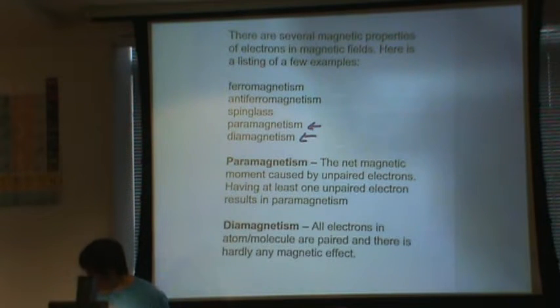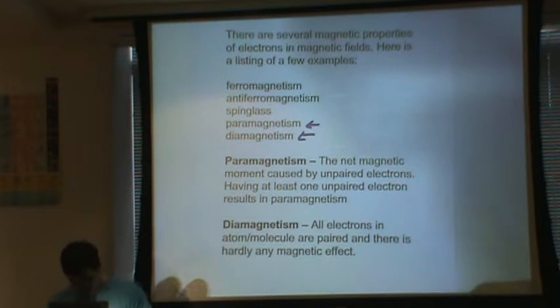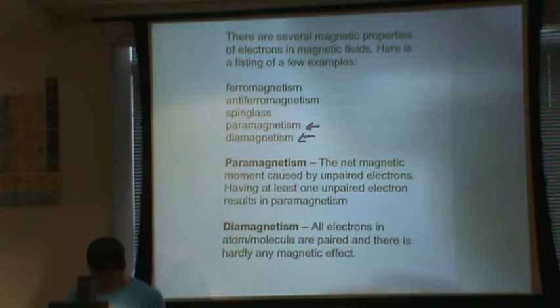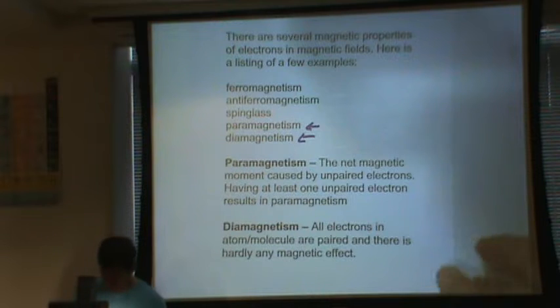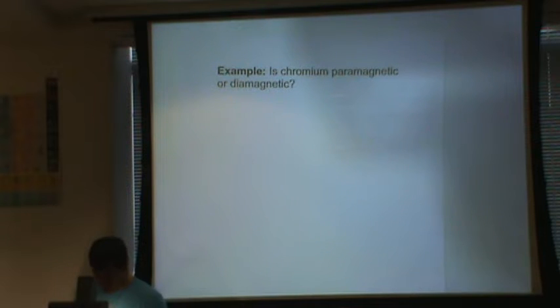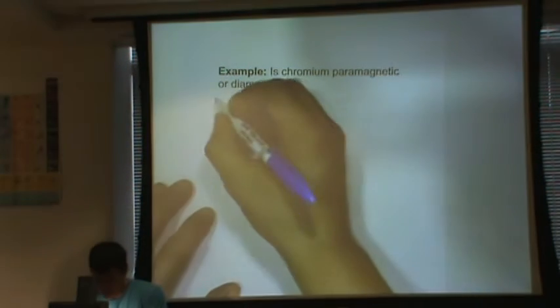In contrast, we have diamagnetism, in which all electrons in the atom or molecule are paired and there is hardly any magnetic effect. So it is the exact opposite of paramagnetism. And I have an example for you guys. Is chromium a paramagnetic or diamagnetic element?